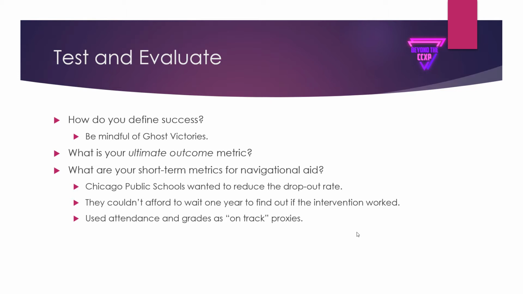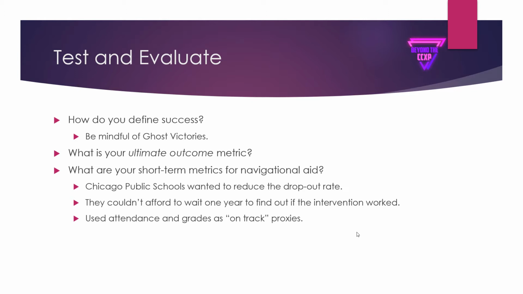So it looked like a victory, but actually, like I mentioned earlier, sometimes these things can backfire. Also, you need to decide what your ultimate outcome metric is. What's the ultimate outcome metric you're checking? So let's say someone wants to lose weight. It's pretty obvious, it's going to be the scale. However, what are your short-term metrics for navigational aid?